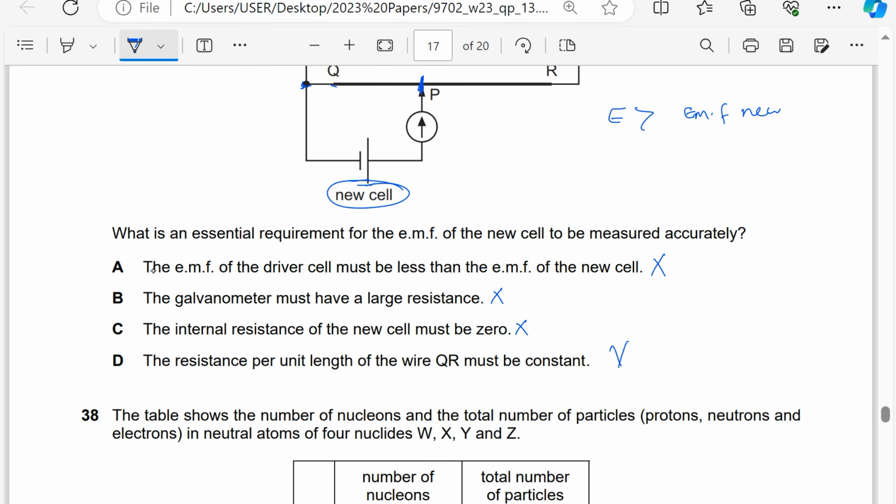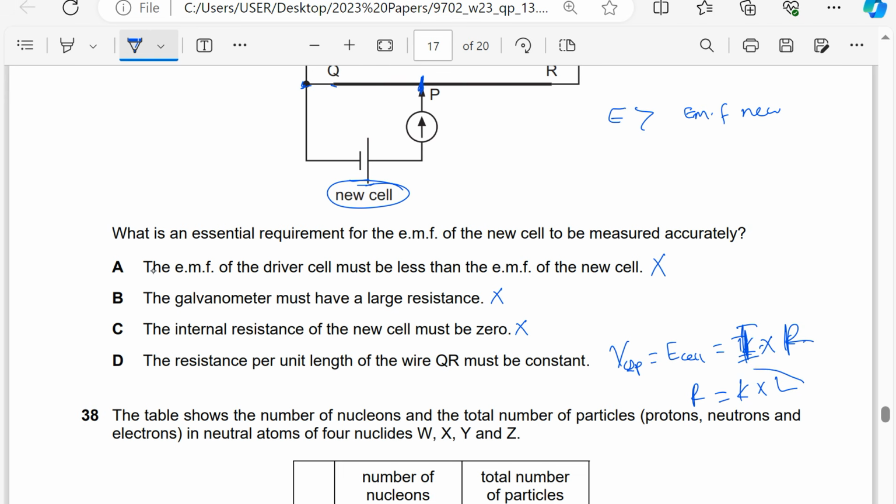Remember, the PD across QP is going to be the same as the EMF of the cell, which is going to be equal to I times the constant, because the resistance per unit length is going to be constant. So this is going to be the current I times the constant K times R. But R is going to be the constant times the length L.